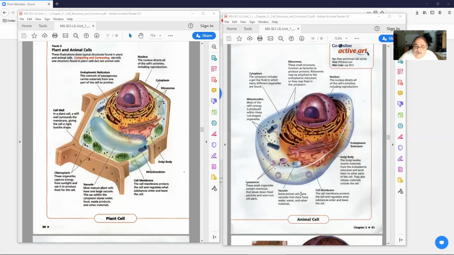Vacuole. Some animal cells have vacuoles that store food, waste, water, and other materials, much smaller. Then there are lysosomes. These small organelles contain chemicals that break down food particles and worn out cell parts. Again, identify one structure found in plant cells but not in animal cells.